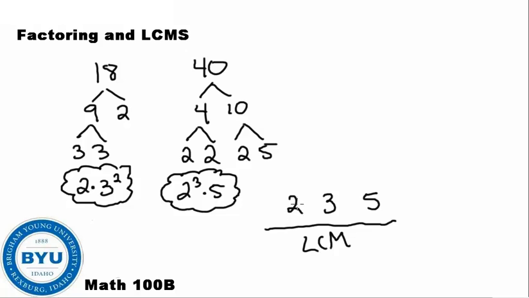So what's the largest number of 2's I have? Well, that would be 2 cubed. What's the largest number of 3's I have? Well, that would be 3 squared. And what's the largest number of 5's I have? Well, that would just be 1.